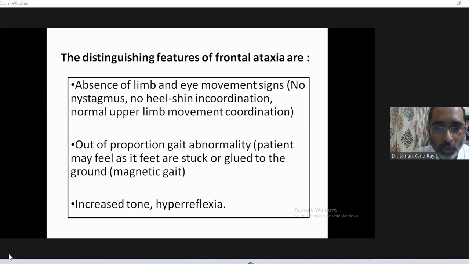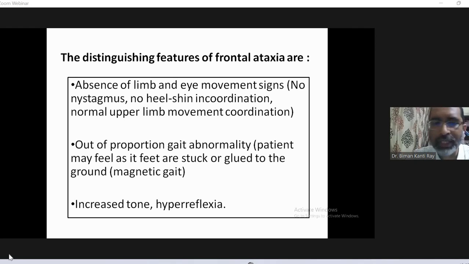This is not that common, but you also must know how frontal ataxia is present. In frontal ataxia, there is no limb or eye movement signs. There is no nystagmus, no heel shin incoordination, and upper limb coordination is usually normal. The most distinguishing feature in frontal ataxia is out of proportion gait abnormality. Patient may feel as if the feet are stuck to the ground or glued to the ground. That is called magnetic gait.